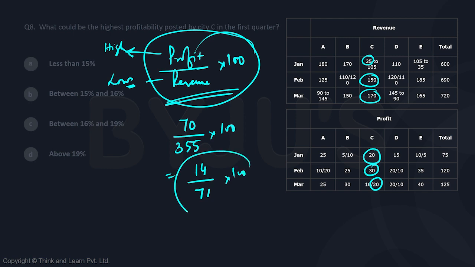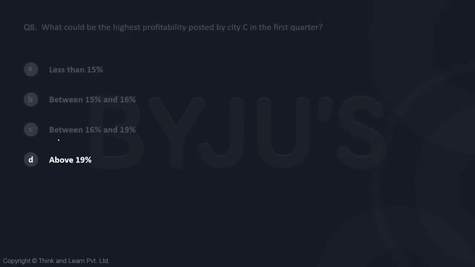So had it been 70, 14 by 70 is exactly equal to 20%. This is 14 by 71. It is very slightly less than 20%. So therefore my answer would be above 19%. The answer would be option D, that is above 19%.